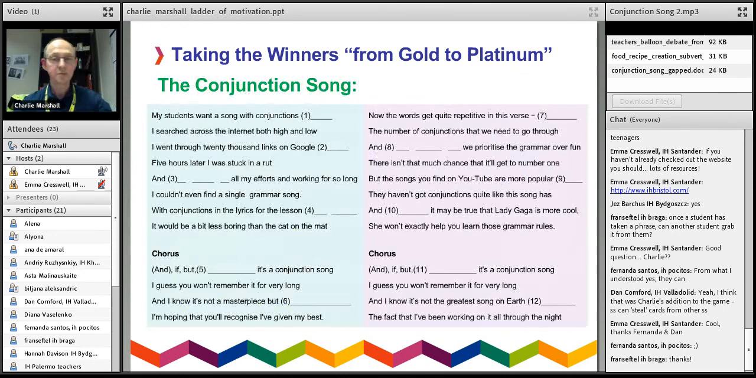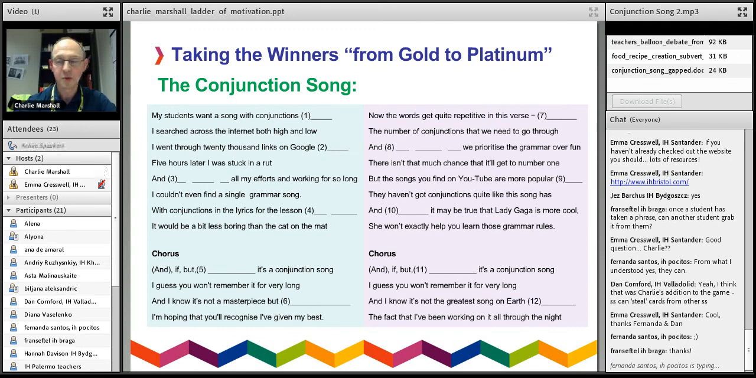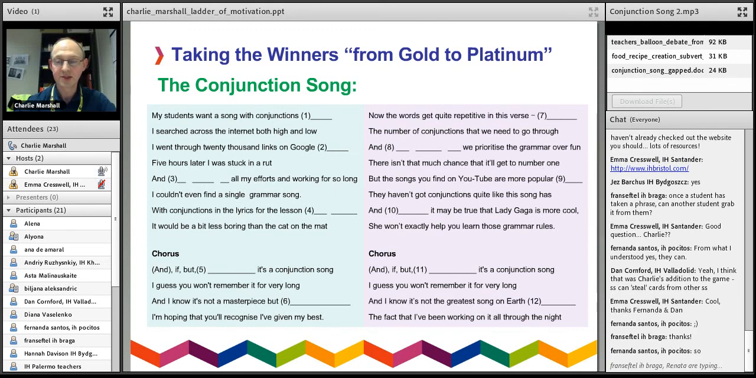This is the song. And as I did with the students, I left the conjunctions blank. And if you'd like to just look through the first verse and the first chorus and see if you can imagine what those conjunctions might be for a second, and then I'll play you the song. So any idea what number one might be? And the clue is that it rhymes with low. Yes, that's it. It's so.